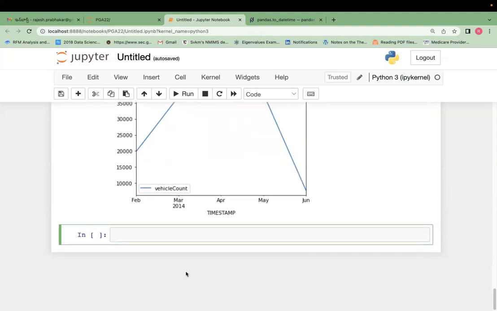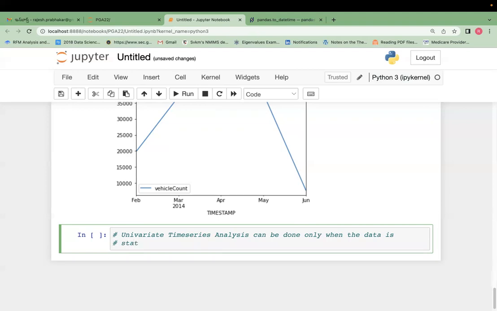Now let us look at the univariate time series analysis. Univariate time series analysis can be done only when the data is stationary.